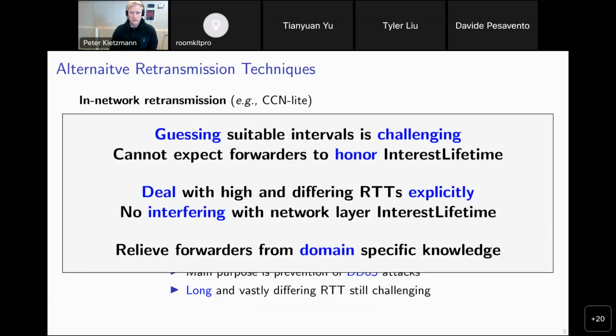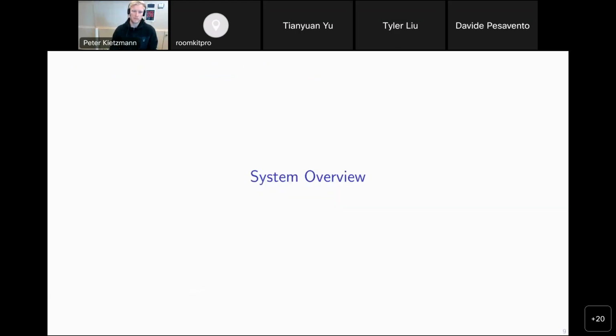To summarize this, guessing suitable timeout values for vastly different round-trip times is challenging. Furthermore, we cannot expect high-speed forwarders in the internet to honor non-standard and untypically long interest lifetime values. Instead, we argue for dealing with these round-trip times explicitly without interfering with the NDN interest lifetime. And this is why we included extended ICN protocol mechanisms to relieve forwarders from domain-specific knowledge.